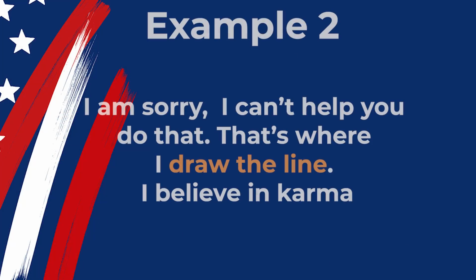Number 2, take a look at the screen and read along with me. I'm sorry, I can't help you do that. That's where I draw the line. I believe in karma. Oh, okay. Now here, the situation is not clear. But maybe I ask my friend to do something for me, to help me do something. But I, good person, I believe that is wrong. That's bad. So I tell my friend, look, I'm sorry, girl. I can't do that. That's where I draw the line. That's where I put a limit.